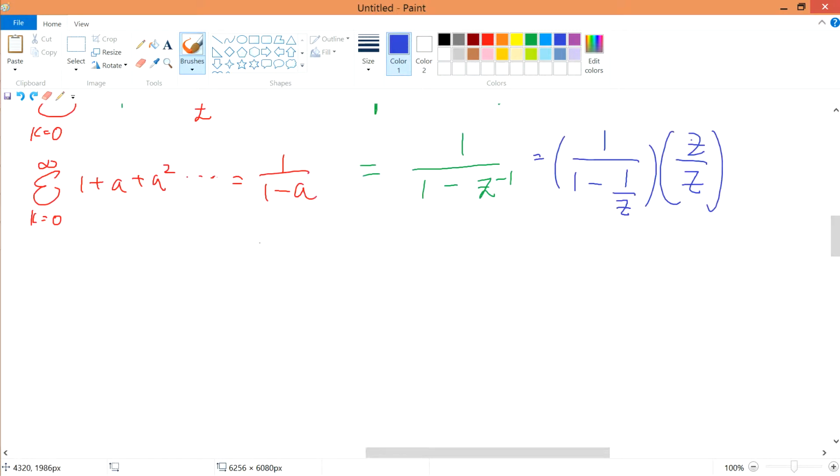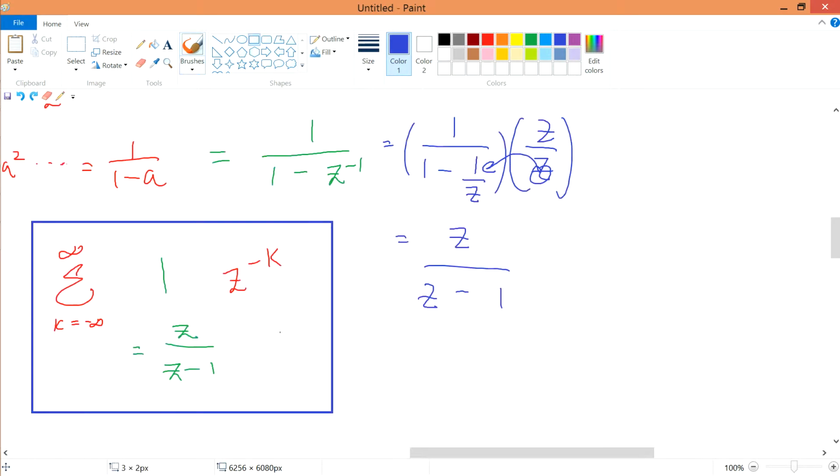So what I will have is z times 1, which equals z, and then z times 1 over z, I'll have 1, and z times minus 1 over z gives minus 1. So at the end of the day, I will have z over z minus 1. This reflects the first part of our video, right? I just showed you that we're going to derive this. It's the same thing, but you have to put in a certain initial condition.